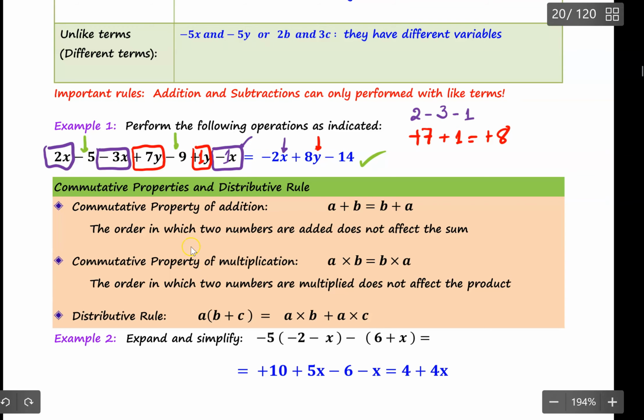The very first important rule is called the commutative property of addition. So I have a plus b is the same thing as b plus a. For example, if I have 2 plus 3, it's the same thing as 3 plus 2, because they both add up to 5. Okay? So the order in which two numbers are added does not affect the sum at all.